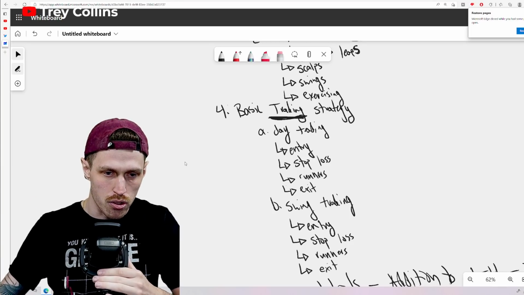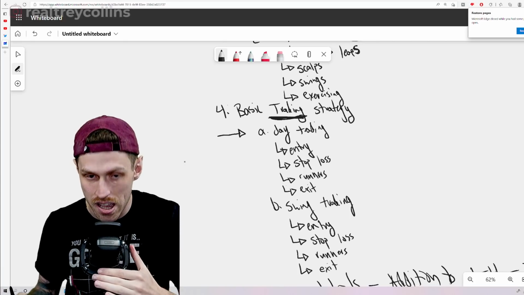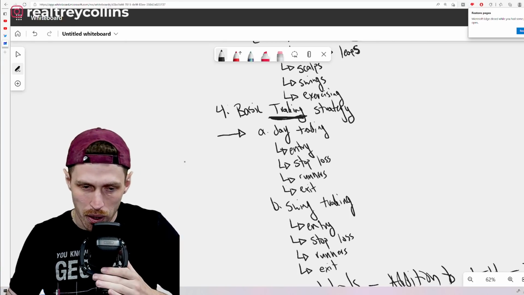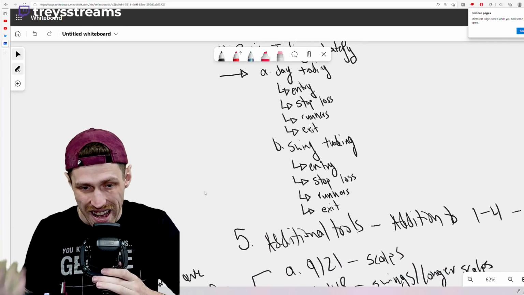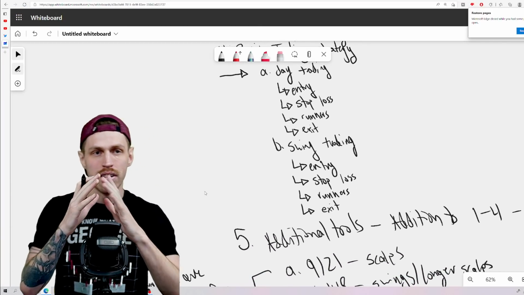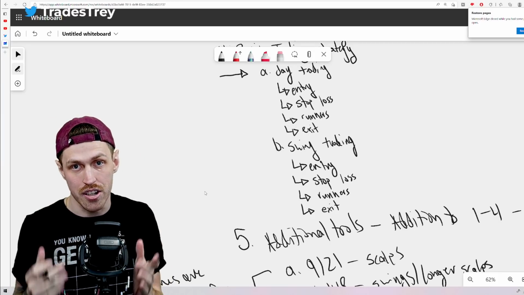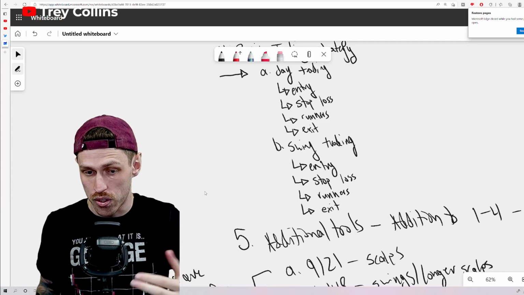Day trading. So this would be thought of basically as scalping with options, right? You're getting in and out the same day. We're going to talk about entry points, stop losses, runners, and an exit plan. And then we're going to talk about swing trading: entry, stop loss, runners, exit. This is all going to matter entirely on how much time commitment you have and what your trading strategy personally is going to be. And that is also going to impact and affect the tools that you utilize.